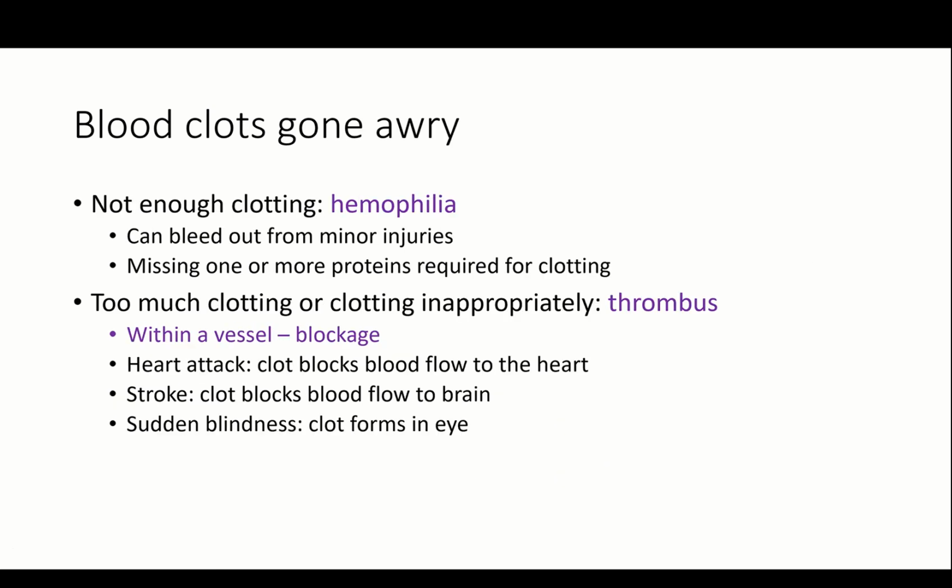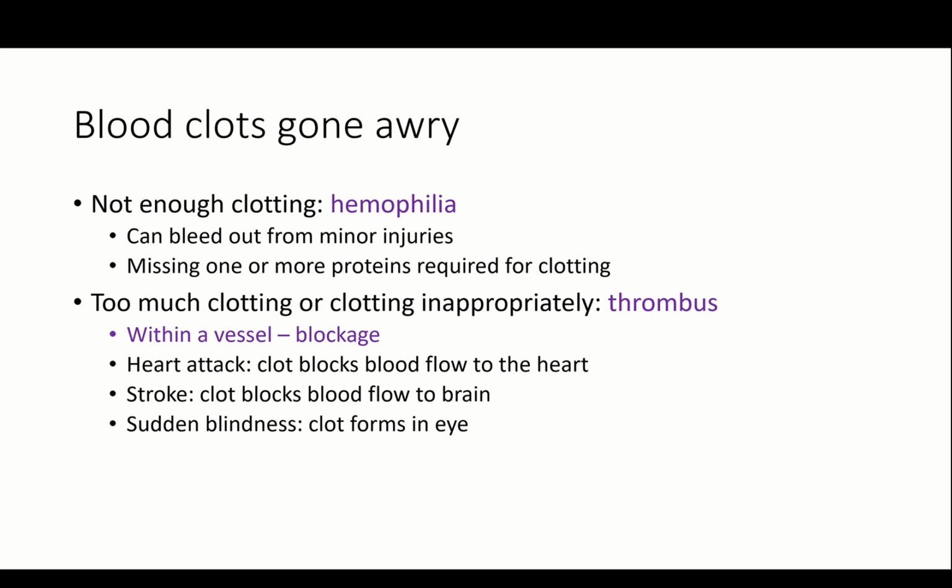If you don't have enough clotting, or you're not able to clot, that's called hemophilia. And this is that thing that we talked about where Queen Victoria was the unknown carrier for this gene and then spread it throughout the royal houses of Europe. So these people can die from a seemingly minor injury because they can't form a scab, they can't form a clot. You can also have a problem where you form too much clotting, or the clotting is happening inappropriately.